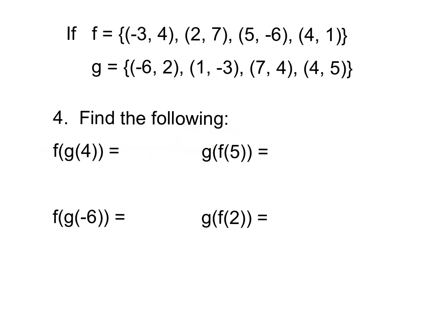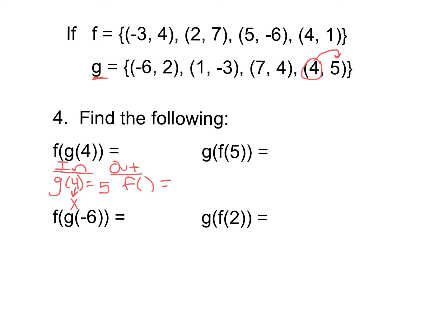Okay, these are my favorite. All right, we're still doing in and out. So in, out. My inside is my g of 4, and my outside is my f of something. So g of 4, remember that's your x value. So I'm going to go to function g right here, and I'm going to look for my x value 4. My x value 4 is here. The function value is 5. So g of 4 is 5.